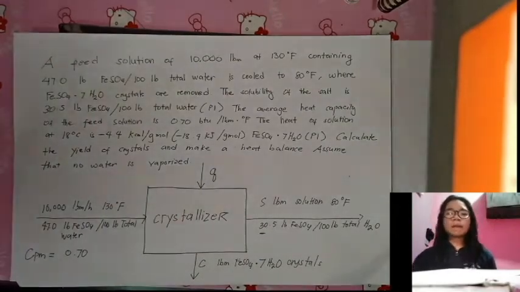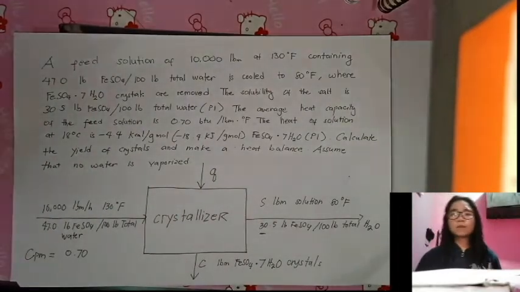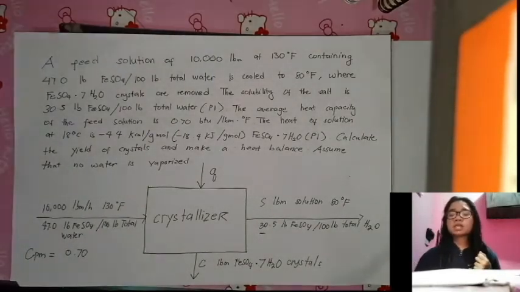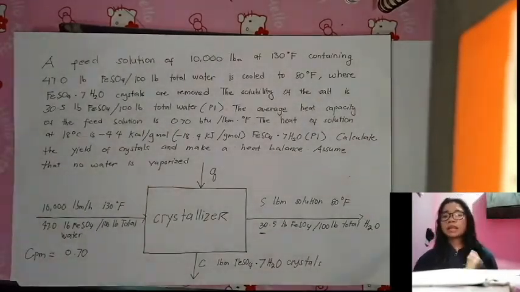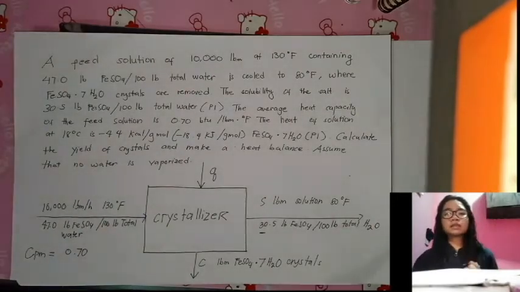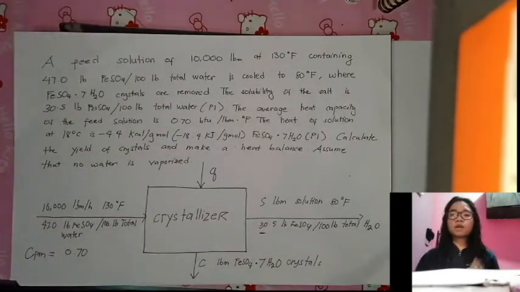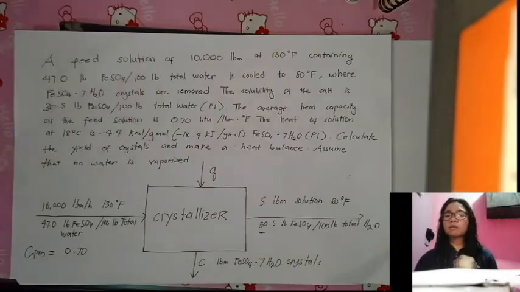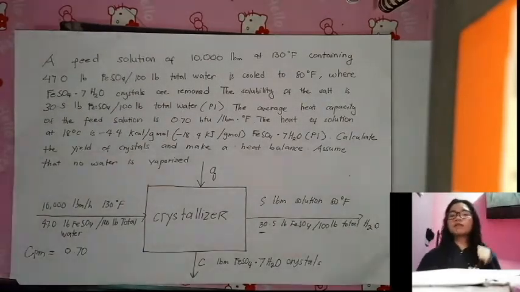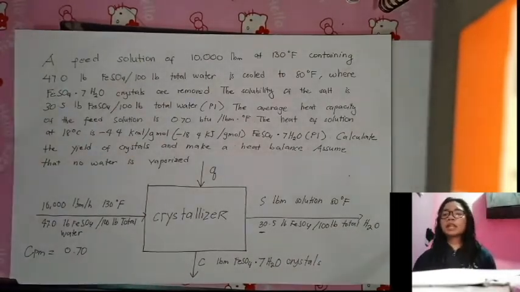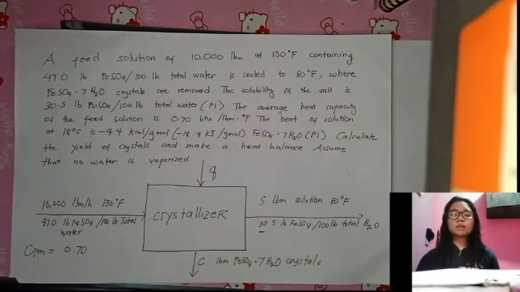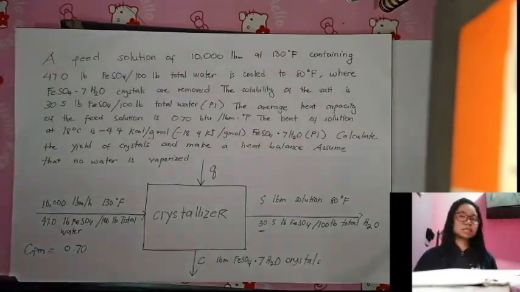The average heat capacity of the feed solution is 0.70 BTU per pound mass times degrees Fahrenheit. The heat of solution at 18 degrees Celsius is negative 4.4 kilocalories per gram mole, which is equivalent to negative 18.4 kilojoules per gram mole of iron sulfate heptahydrate. Calculate the yield of crystals and make a heat balance. Assume that no water is vaporized.